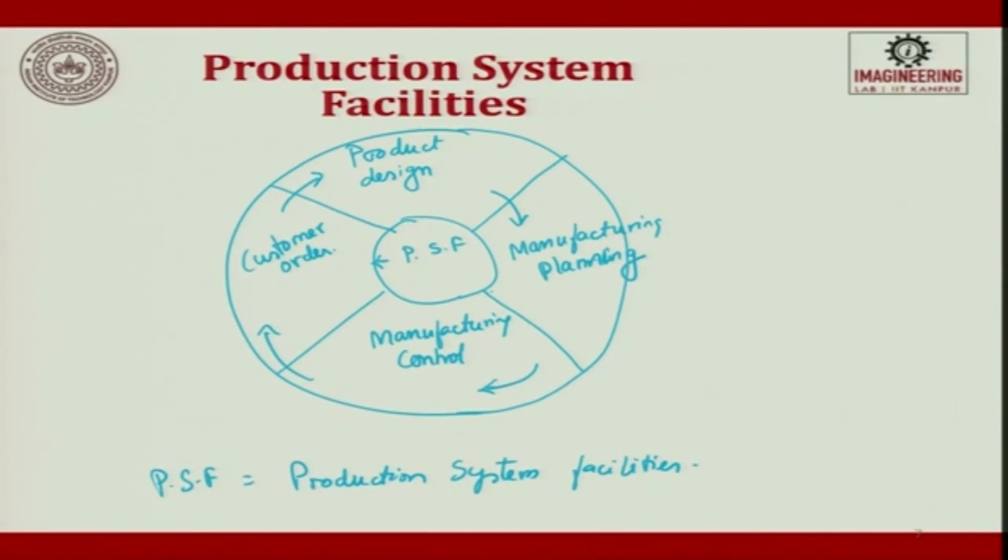So, in production system facility you can start with customer order, then go to product design. From product design you can go to manufacturing planning, from manufacturing planning you can go to manufacturing control.